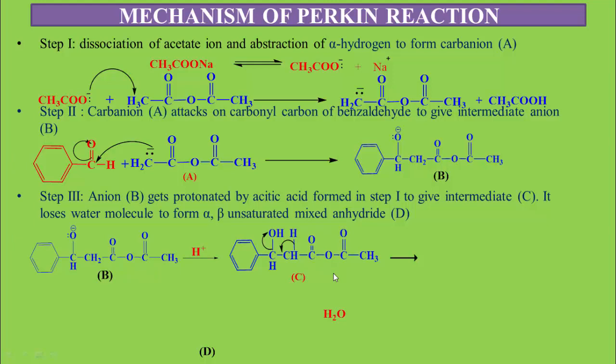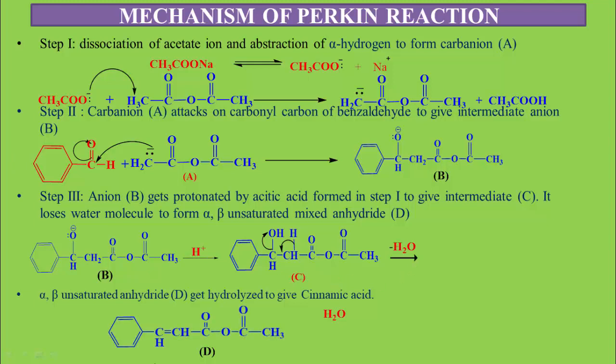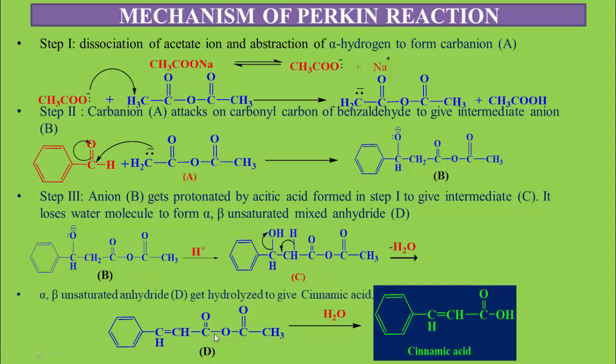The C undergoes rearrangement by elimination of a water molecule and produces the alpha beta unsaturated anhydride D, and this gets hydrolyzed to give the cinnamic acid. This is the D, and on hydrolysis it produces the cinnamic acid, also known as the alpha beta unsaturated aromatic acid, along with the elimination of acetic acid.